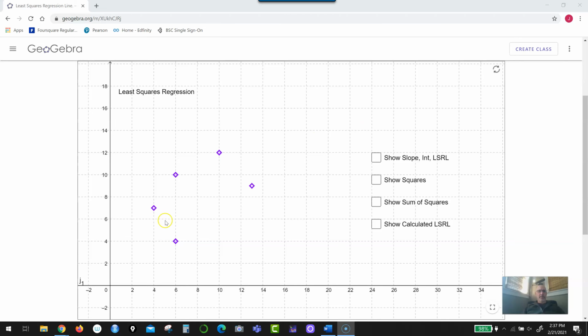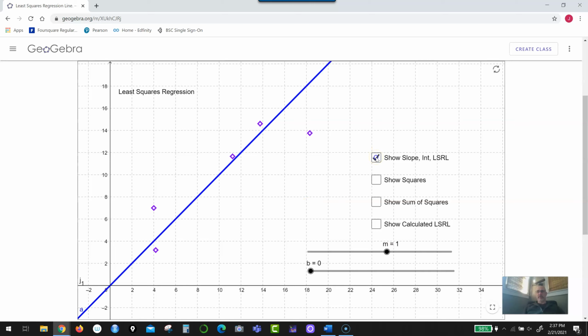When you first open the applet, it's going to have a set of 5 data points, and you can drag these around so that you can make the points any shape that you wish. There's no real method behind this. I'm just moving them around a little bit. And then if you click on the right, you can make various things appear.